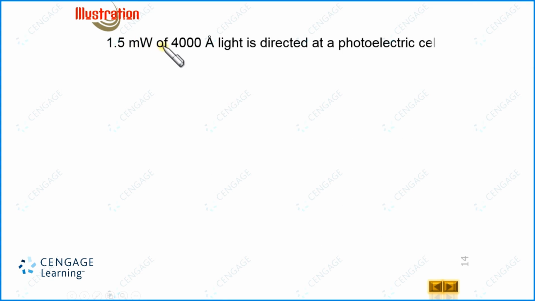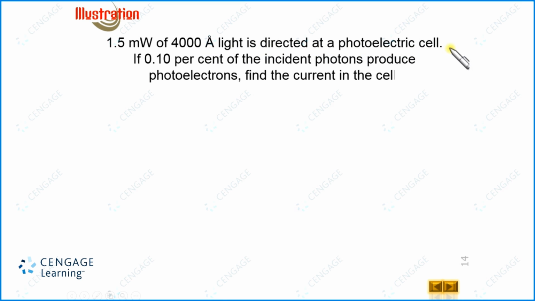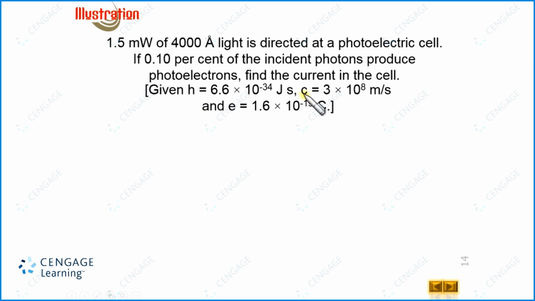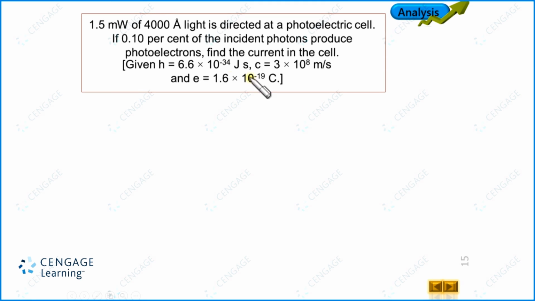1.5 milliwatt of 4000 angstrom light is directed at a photoelectric cell. If 0.1% of incident photons produce photoelectrons, find the current in the cell. We are given the Planck constant, the speed of light, and the electronic charge. So let us move to analyze this situation. We are given the wavelength of the light, 4000 angstrom.